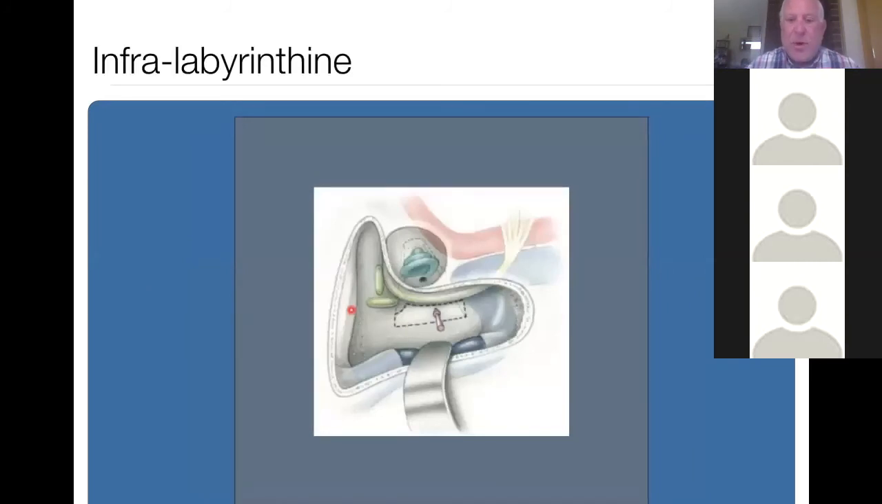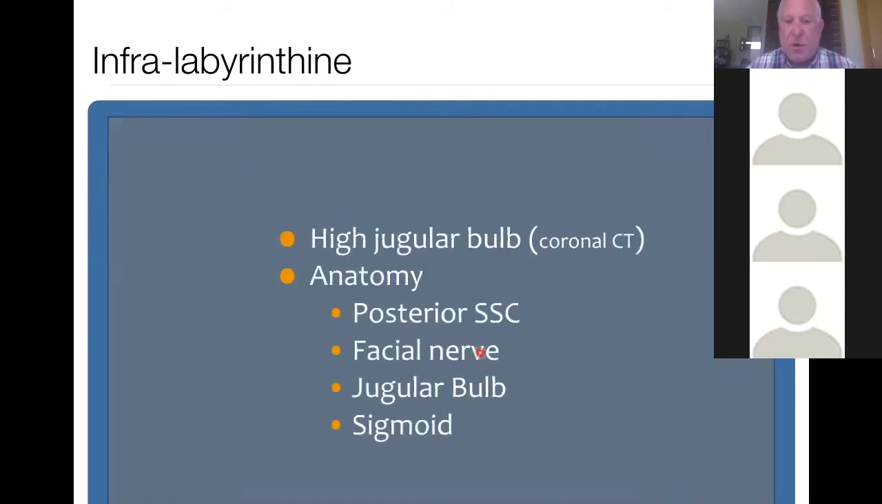The infra-labyrinthine, below the labyrinth, through a standard simple mastoidectomy approach. Now here we have different anatomy that we need to know of. Again, really important on your CT scan to identify the position of the jugular bulb. A high jugular bulb, you can't do this procedure. You're probably going to wind up doing a middle fossa or referring the patient to a neuro-otologist or a neurosurgeon. It's impossible, you're not going to have the space.